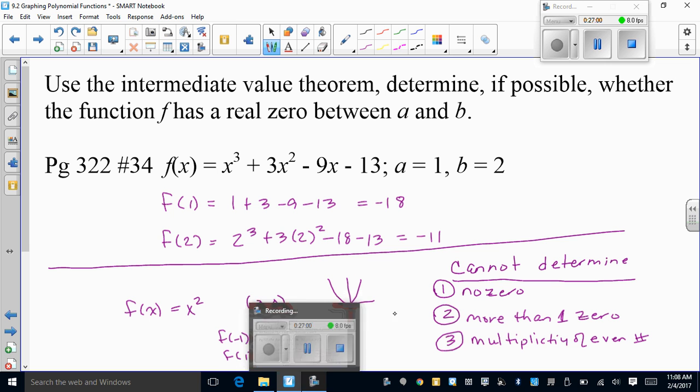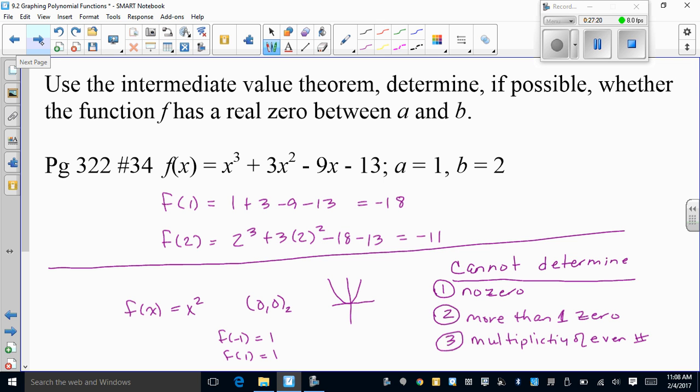There are other possibilities going on. There may not be a 0 there. There may be more than 1 0, or you might have the multiplicity effect going on. So you cannot say, oh, no 0 here. No, all it tells you is that there may not be a 0 there.